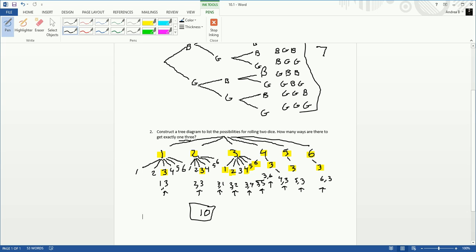So make sure, once again, anytime you're doing a tree diagram, list out all of your possibilities and then go through and check to see whatever it's asking for. Some problems might just ask for the tree diagram. Some problems might ask for just what the possibilities are, and others will ask for both. So it just depends on the problem.